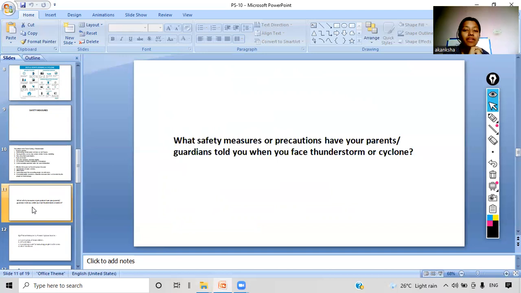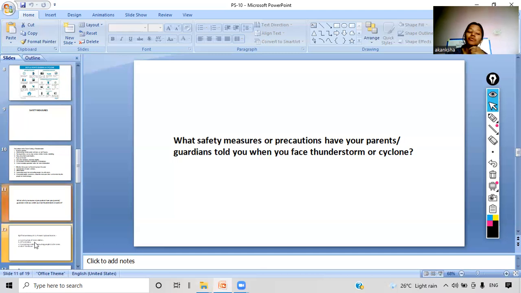Yes, they have told you that you should stay inside, so do not go outside. Yes, what else? To close all the windows. Very good. And what else have they told you? Whenever there is a thunderstorm, you close all the switches in your home and you take out the wires so that it does not short. Yes, very good. And sometimes you also switch off your phones. So yes, these are all the measures that we should take.